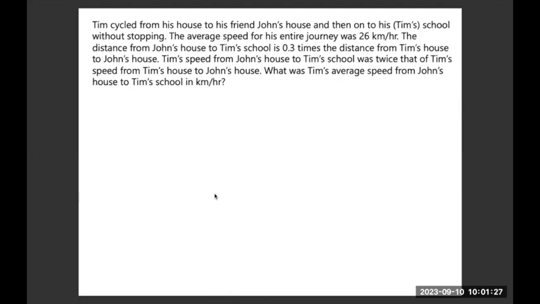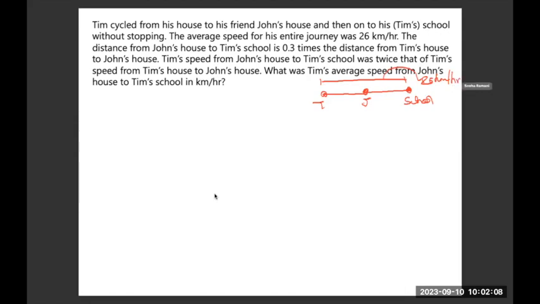For those who are new here, I'll just give a brief of what this question is. There's this guy, Tim. He cycles from his house to John's house, and then there's a school. This is Tim's house, this is John's house, and this is the school. He travels this distance without stopping. The average speed between the 2 points is 26 km/h.